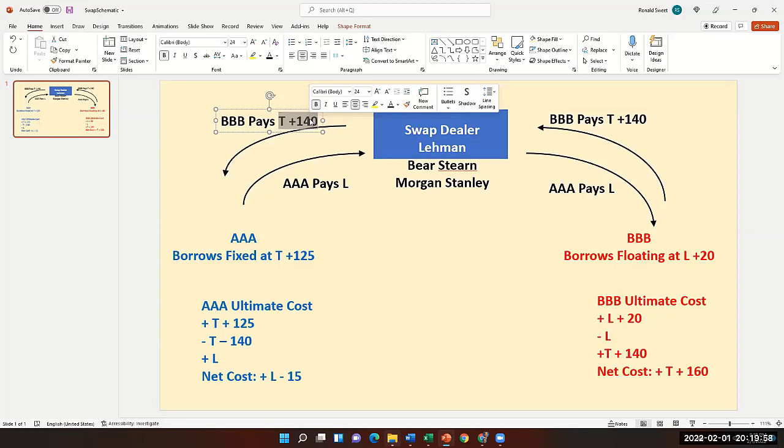LIBOR is probably 0.1%. But with the Fed raising rates, there's a good chance 6 months or so from now that LIBOR could be much, much higher and AAA may actually start paying Triple B. I don't know if that answers your question, Juan.